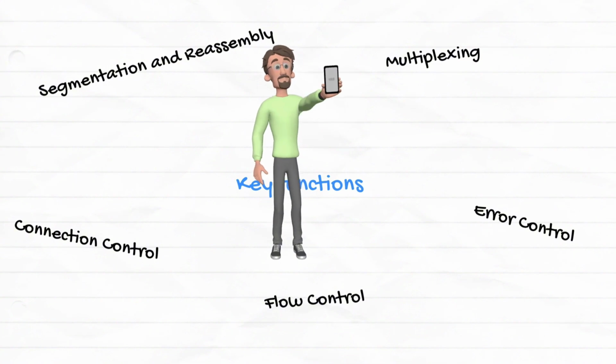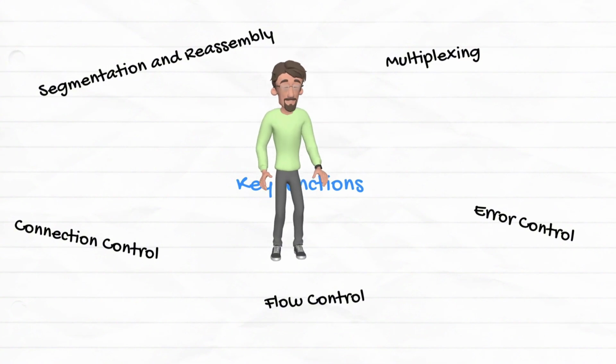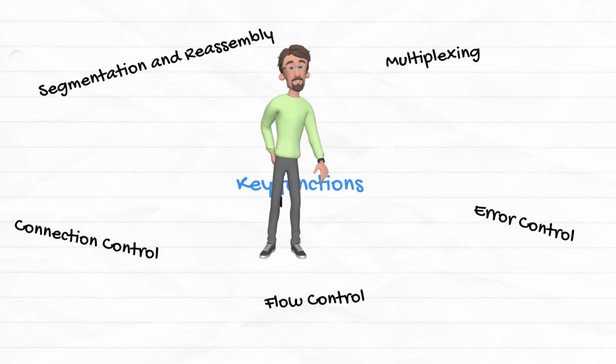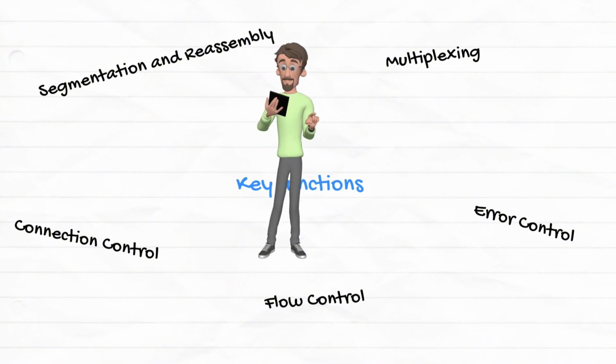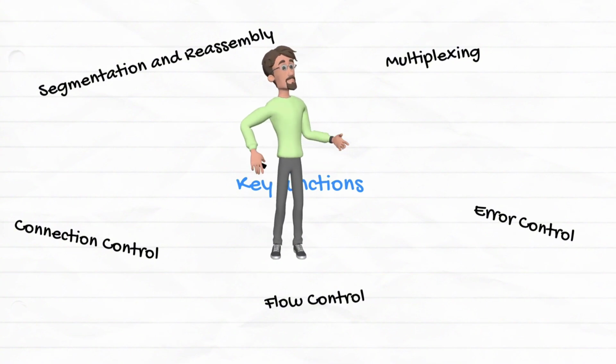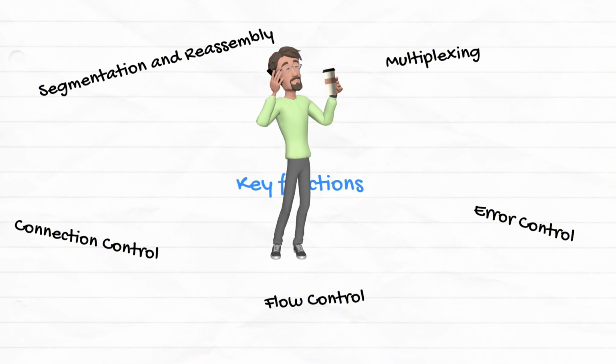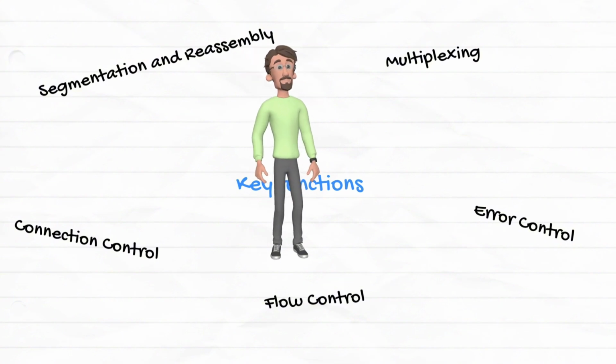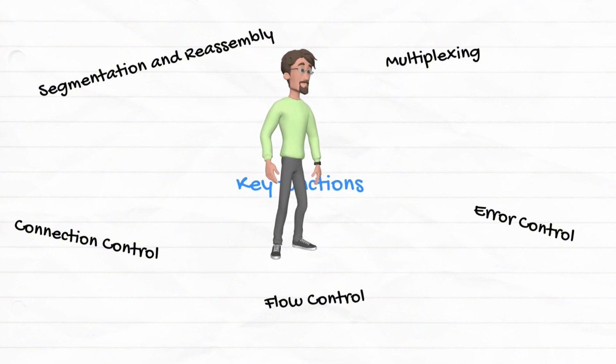Error control. What it does: detects and corrects errors in the data during transmission. Example: think of proofreading a document before sending it. You check for spelling and grammatical errors and correct them to ensure the document is error-free. In networking, error control mechanisms detect any errors in the transmitted data and correct them to ensure the data received is accurate and reliable.